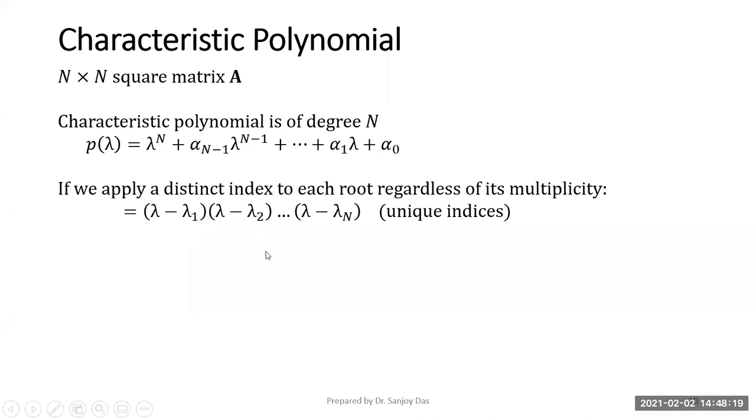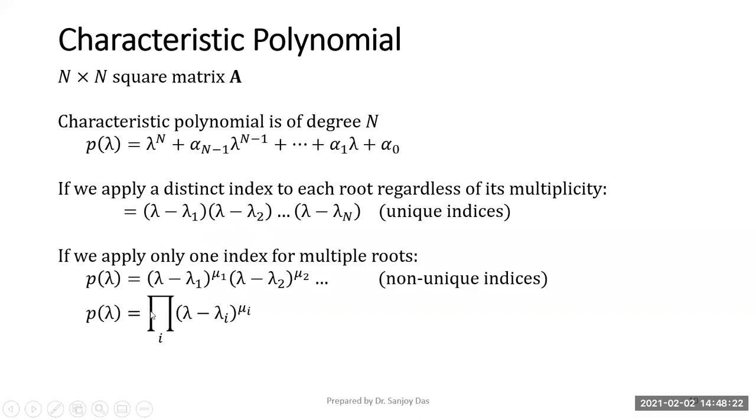So if I use non-unique indices, then the characteristic polynomial can be expressed as lambda minus lambda 1 to the power of mu 1. Mu 1 could be 1, 2, 3. Then lambda minus lambda 2 to the power of mu 2, and so on. Or P of lambda equals the product of lambda minus lambda i to the mu i. This i does not go all the way up to n as in the previous case, because we are using non-unique indices.